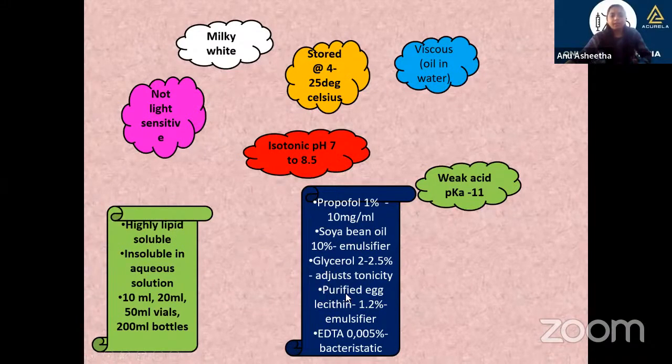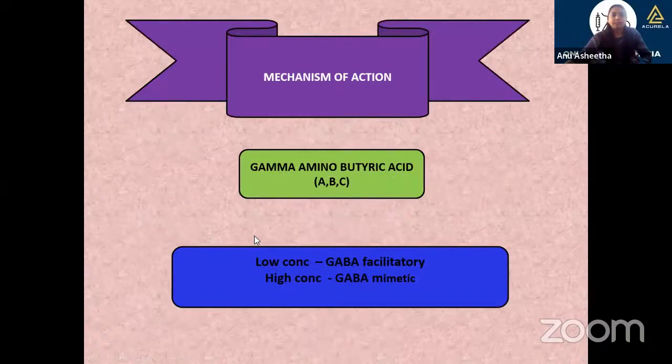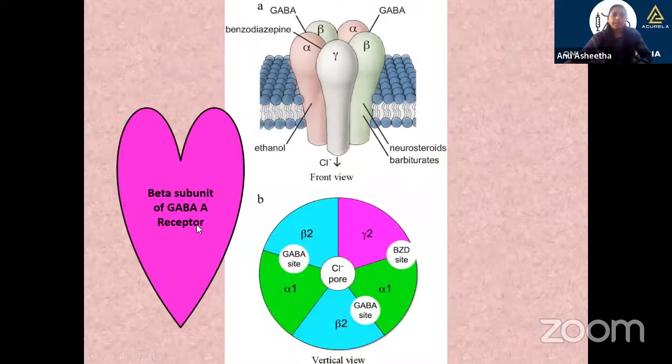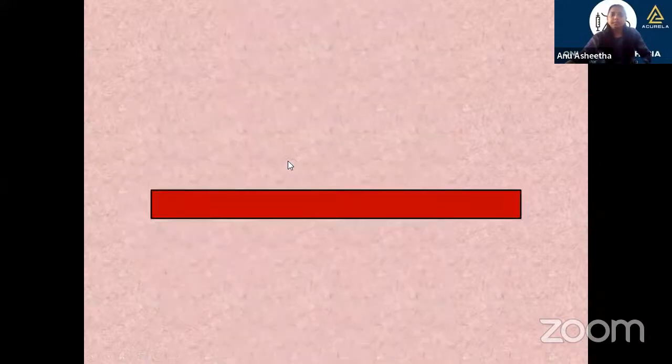Purified egg lecithin is also used as an emulsifier. Propofol also acts on GABA receptors. In low concentration, they facilitate GABA, and at high concentration, they mimic GABA. They act on the beta subunit of the GABA receptors. This is a central chloride channel. When propofol acts on the beta receptors, the chloride channel opens, hyperpolarization occurs, and neural transmission is inhibited.